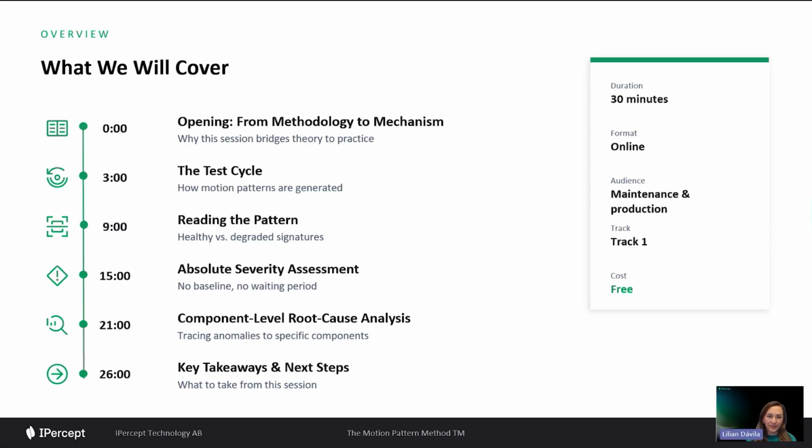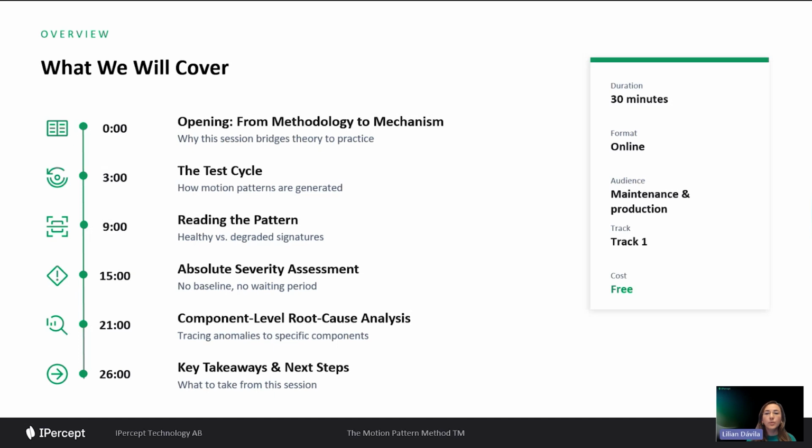This is what we're going to cover today. We start with the test cycle, so how the machine generates its own diagnostic data. Then we read the pattern, what the healthy and degraded signatures actually show us. After this, we're going to describe the absolute severity assessment, so answering the questions on why no baseline and no waiting periods are required.